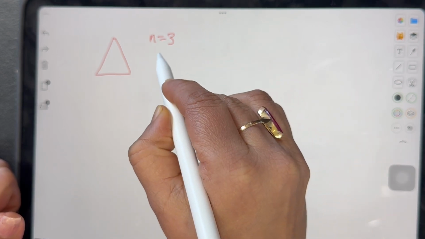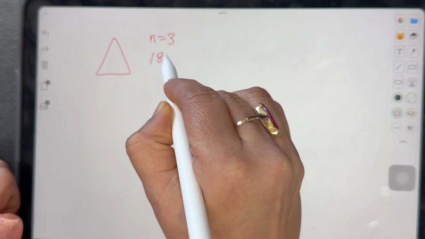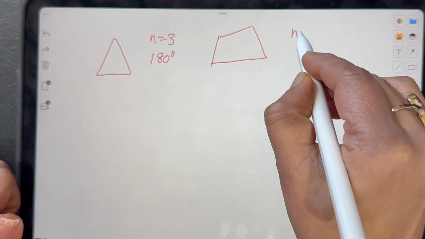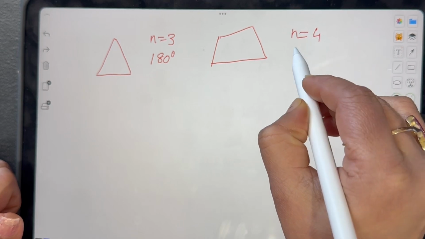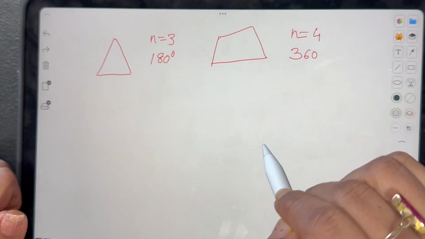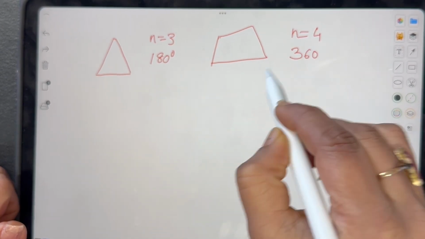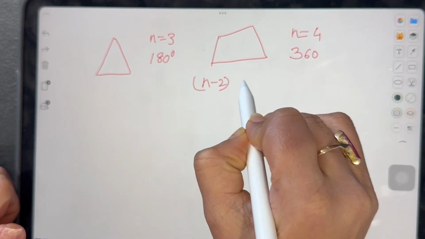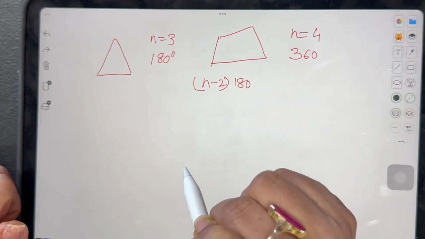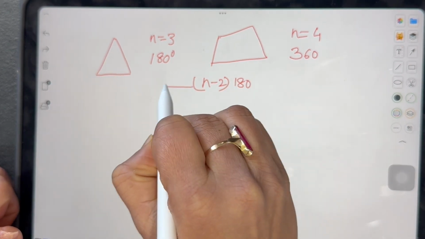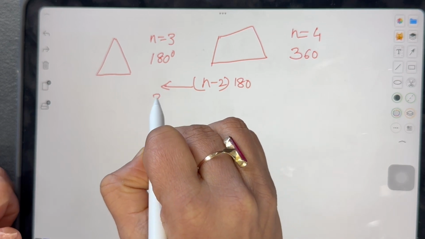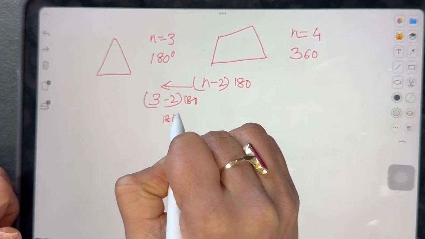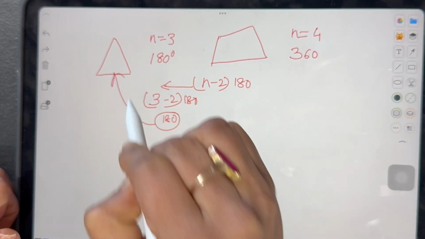And the sum of the angles of a triangle, all of us know, is 180 degrees. Now if I draw any kind of quadrilateral, how many sides are there? 4. The sum of the angles of a quadrilateral is 360 degrees. Let us develop a formula from this. If I write (n minus 2) multiplied by 180, where n is the number of sides, then for a triangle, n is 3. 3 minus 2 times 180 is 180. See, you are getting the sum of all the angles of a triangle by this formula.